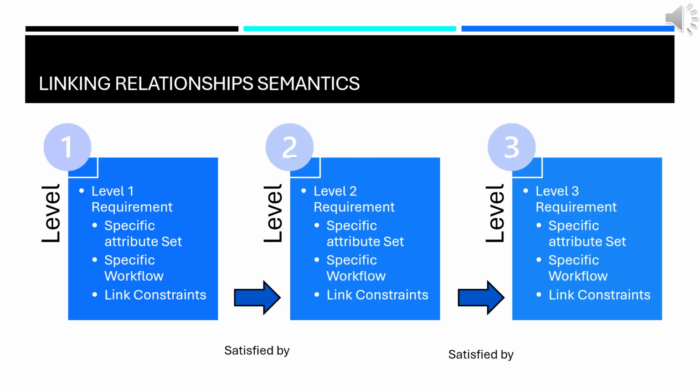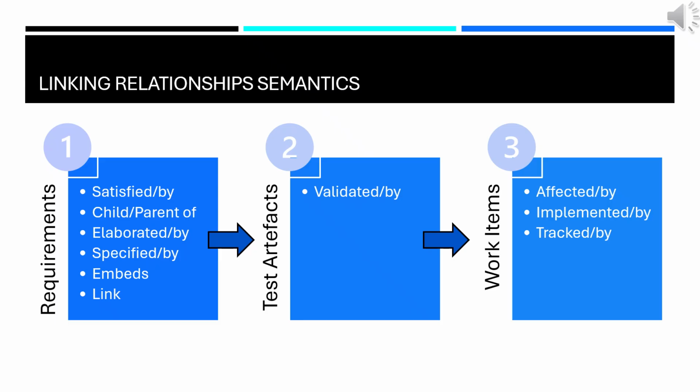When we branch out from the requirements domain into things like the test and work item domain, we've got a different set of link types that we can use, and we're going to take a look at that next. So looking at how we can link from requirements to test artifacts, we tend to use the validated by link from our requirement sets. So when we are linking a system requirement or a subsystem requirement to a test case, we would use that validated by column.